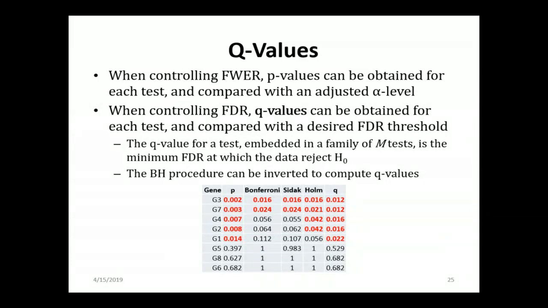But that's only because we're doing 8 tests. If we were doing 100,000 tests, you would probably see a big advantage of using the q-values. So that's why in the high-throughput setting, the q-values and false discovery rates turn out to be the preferred method in many cases.